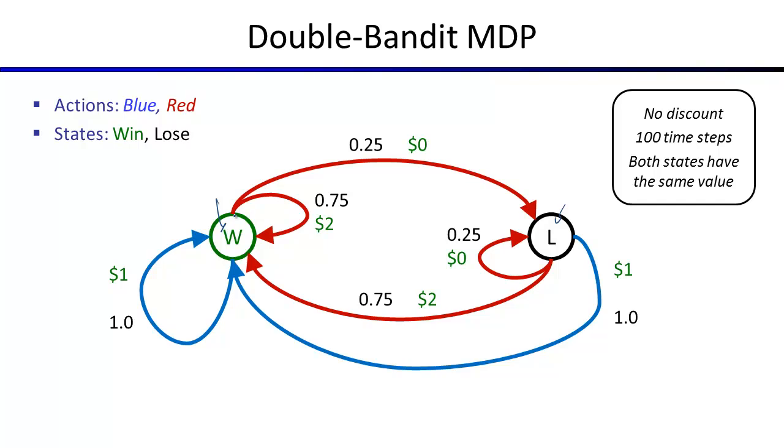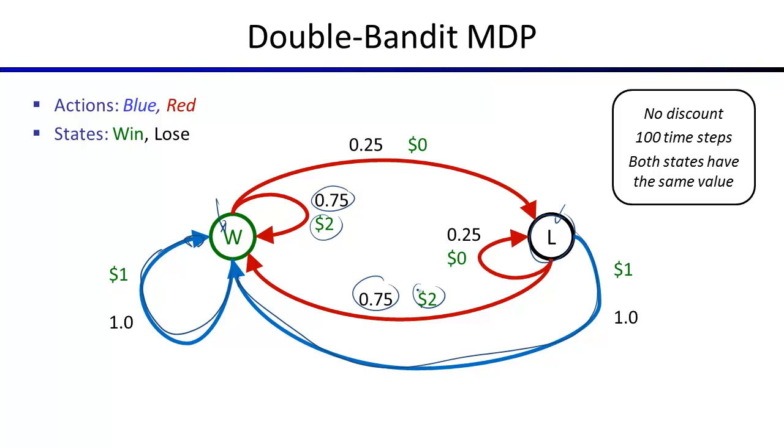So let's look at this. If we are in the win state, we take the blue bandit action, we win a reward of $1, and this is with probability 1. If we just lost, same thing, we take the blue action, we get a reward of 1, guaranteed. If we just won or lost, either way, we take the red action with probability 0.75, we win $2, no matter where we started. And with probability 0.25, we win $0.